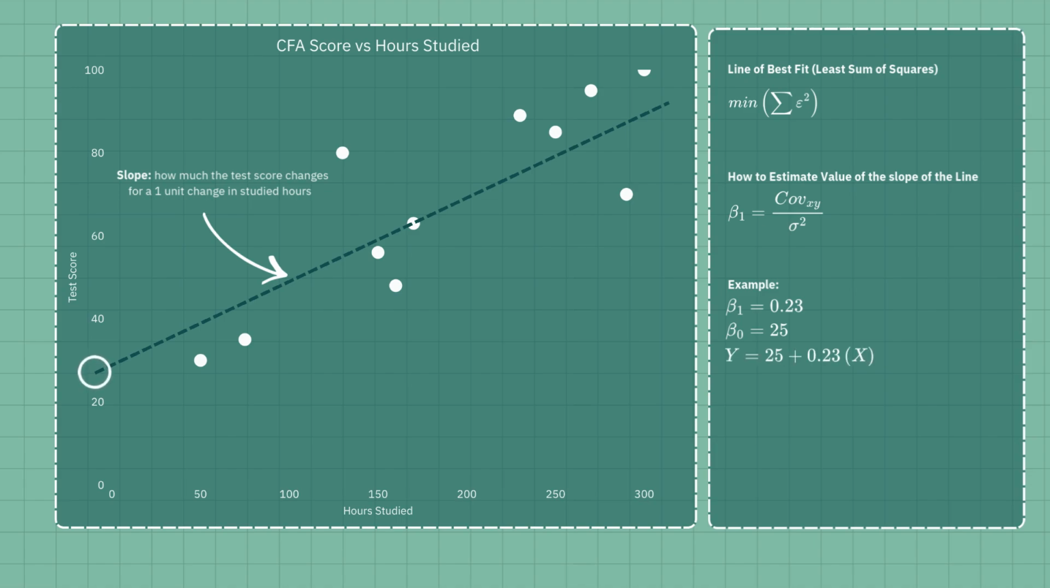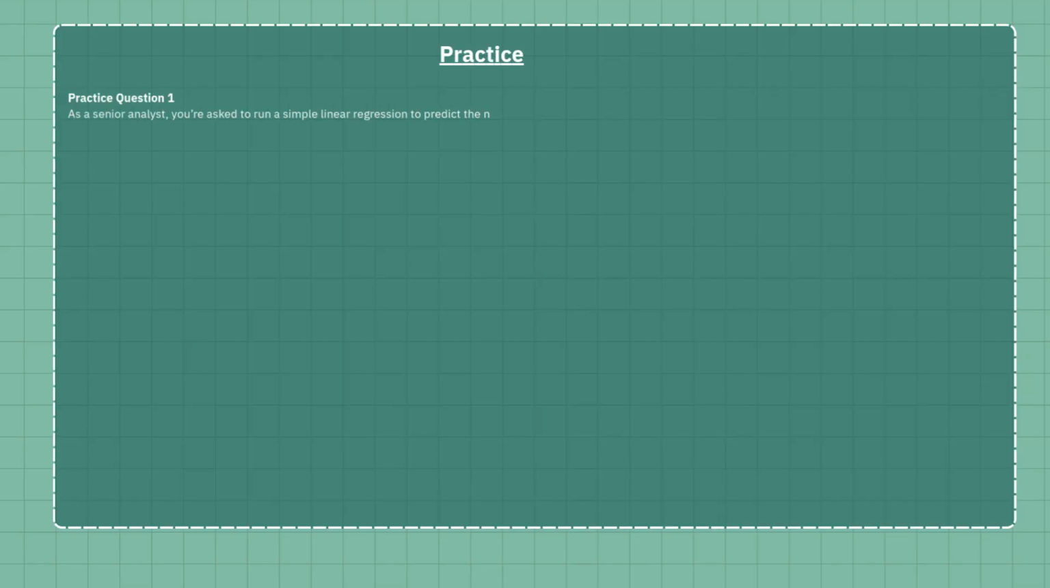Putting both parameters together gives us the estimated regression line, y equals 25 plus 0.23 times x. Now we can make predictions. If a student studies 200 hours, the model forecasts an exam score of 25 plus 0.23 times 200 equals 71. This gives us a structured way to link study time with expected performance.